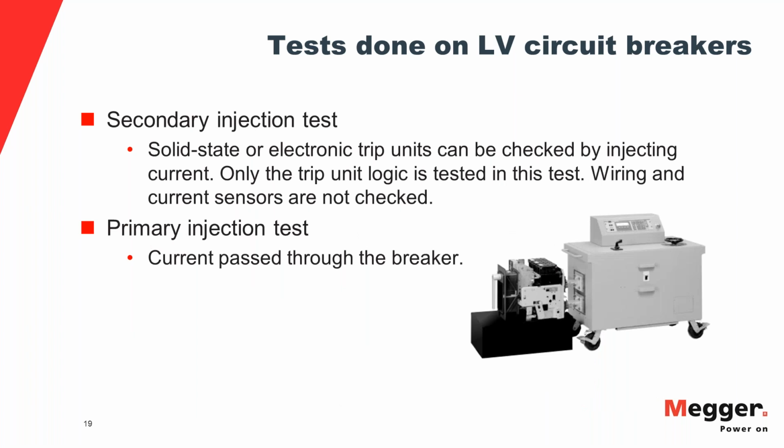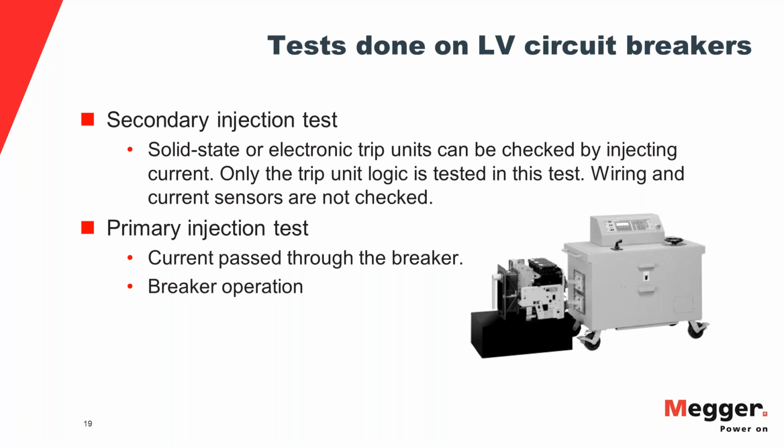You also have some other tests, like the secondary injection test, where the current is injected into the trip unit itself, and the logic of the trip unit is checked at different calibration points. In this case, the breaker may or may not trip, and the wiring and the current sensors are not checked because you're not actually injecting current through the breaker. The test sets used for this test are sophisticated but really small as compared to the primary injection test, where the test sets need to be really big because you're actually injecting current through the breaker.